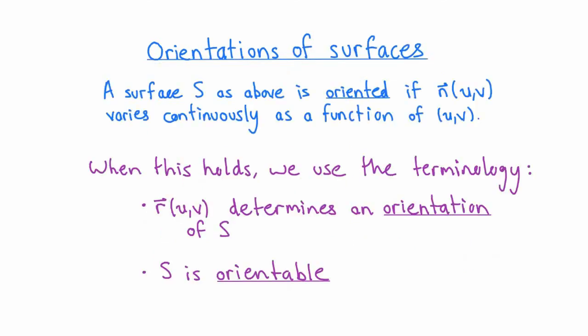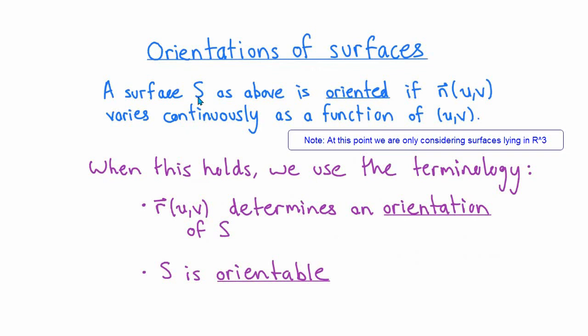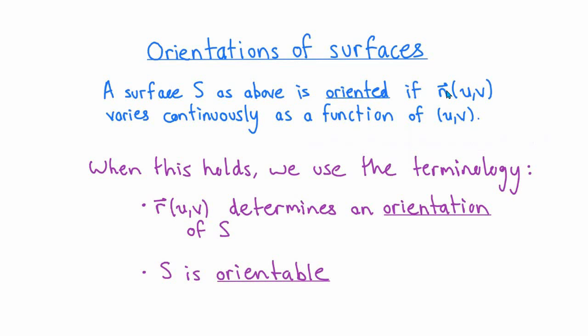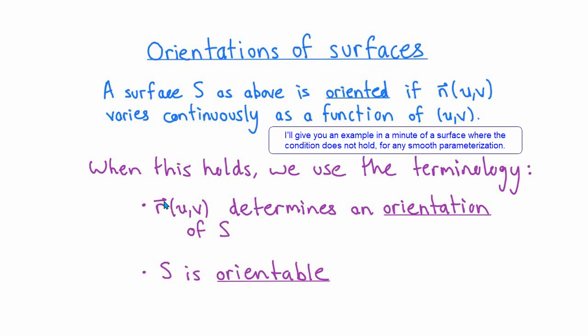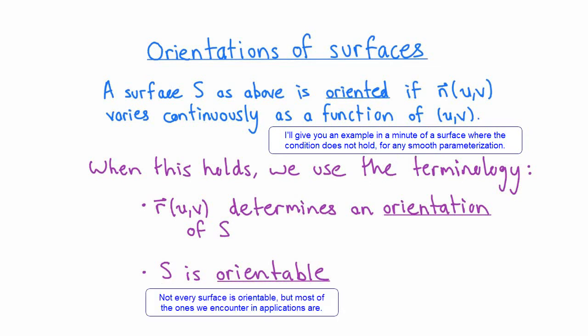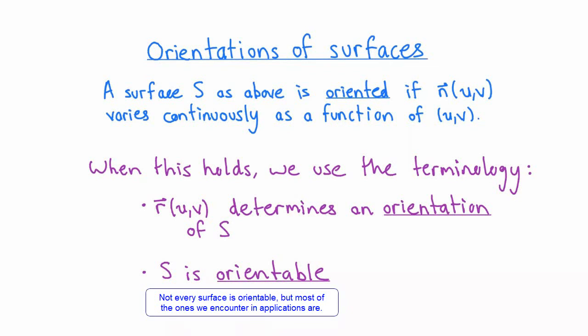For surfaces, we say that a surface S determined by a smooth regular parametrization is oriented if the unit normal vector varies continuously as a function of the parameters u and v. When this condition holds, we say that the parametrization R(u,v) determines an orientation of S, and we also say that S is an orientable surface. Just as for curves, with orientable surfaces in R3, there are two possible orientations.